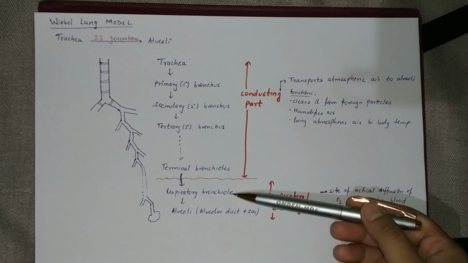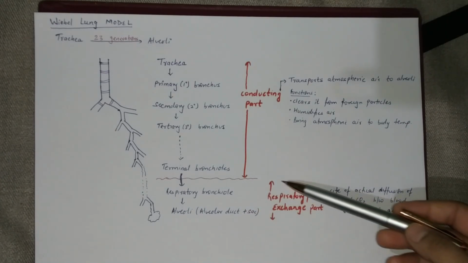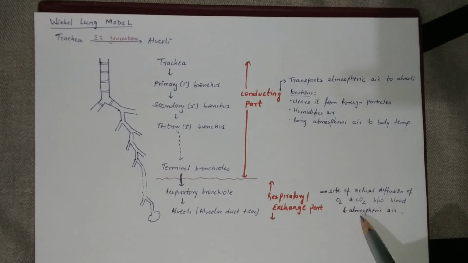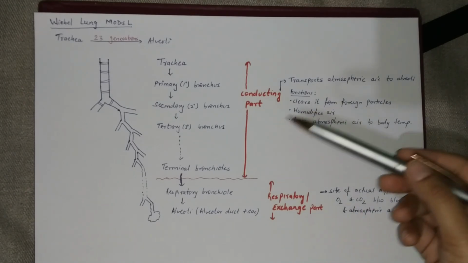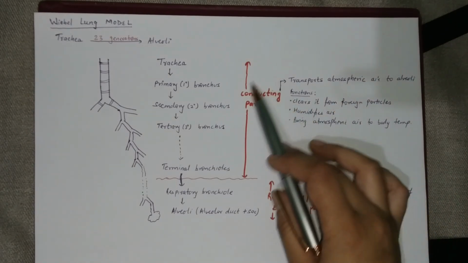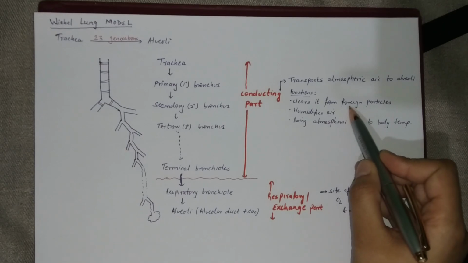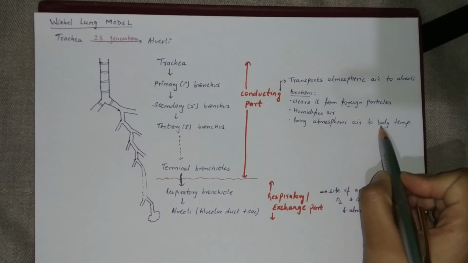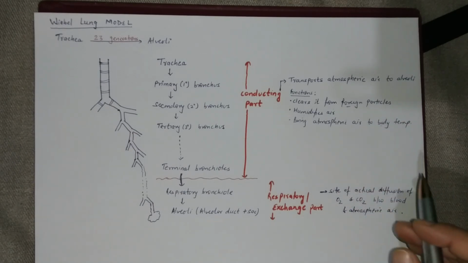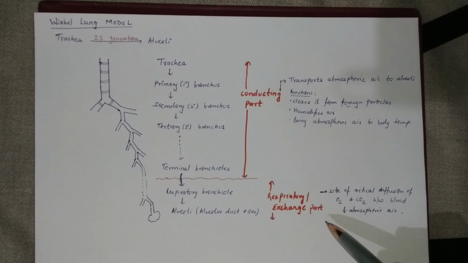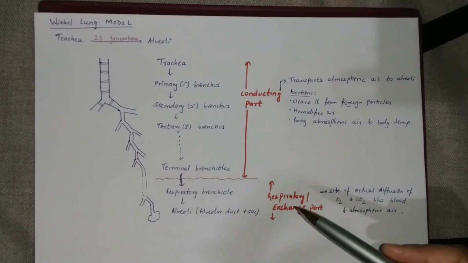The part distal to the terminal bronchiole, that is, the respiratory bronchioles and alveoli, comprises the respiratory or exchange part, which is the site of actual diffusion of oxygen and carbon dioxide between blood and atmospheric air. The conducting part transports atmospheric air to the alveoli. Its function is to clear foreign particles, humidify the air, and bring atmospheric air to body temperature. This is the important function of the conducting part, and we are clear with the function of the respiratory or exchange part, where the actual exchange occurs.